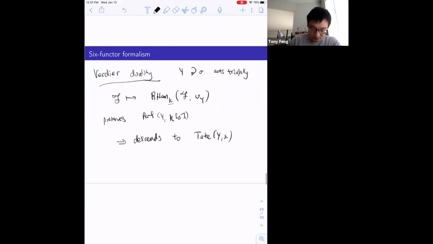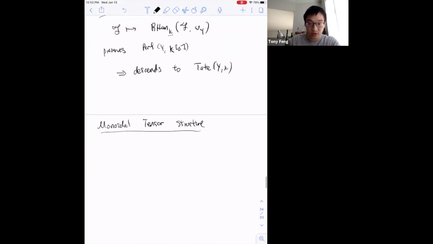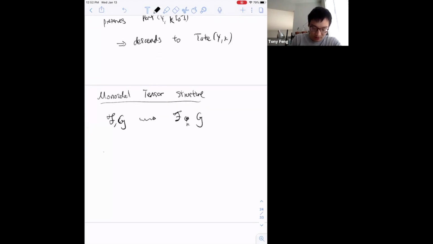The same discussion applies for the monoidal tensor structure that Ben brought up earlier. If you just take tensor products over K, equipped with the diagonal sigma action, then as soon as you tensor a free representation of a group with any other representation, it's still free. So perfect complexes form a kind of ideal with respect to this operation, and that descends to give a monoidal tensor product on the Tate category.